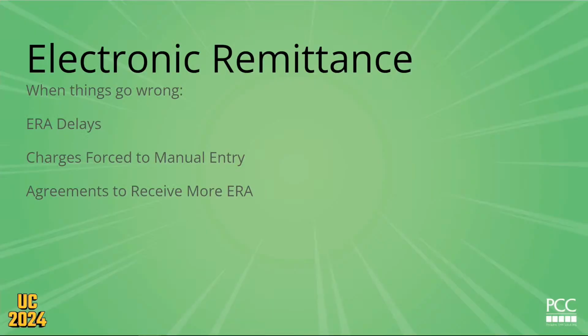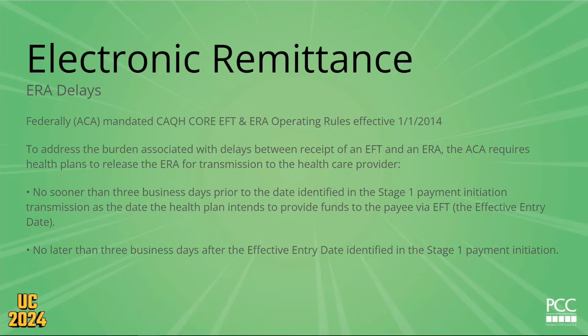All right, moving on to the third item, electronic remittance, your ERAs. Things go wrong: you have ERA delays, charges forced to manual entry, and agreements to receive more ERA. So ERA delays, we like to talk about this because specifically when our clients call and say, hey, I have a check that came into our bank and we don't have the ERA yet for it. What's going on with that?